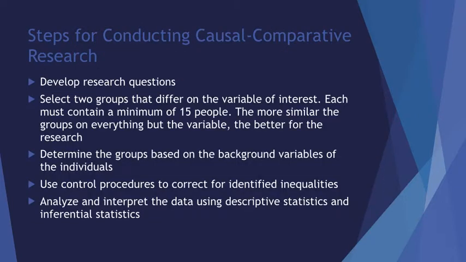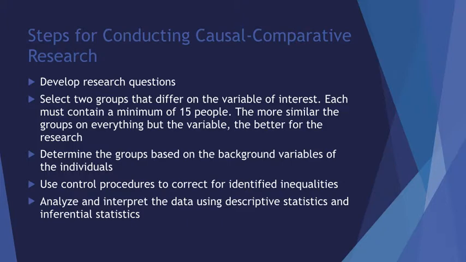Now let's look at the steps in conducting causal comparative research. There are five of them. Just like any other research, the first step is to develop research questions. An example would be: what is the difference between full-day kindergarten and half-day kindergarten students in mathematics and reading abilities as they progress through elementary school?